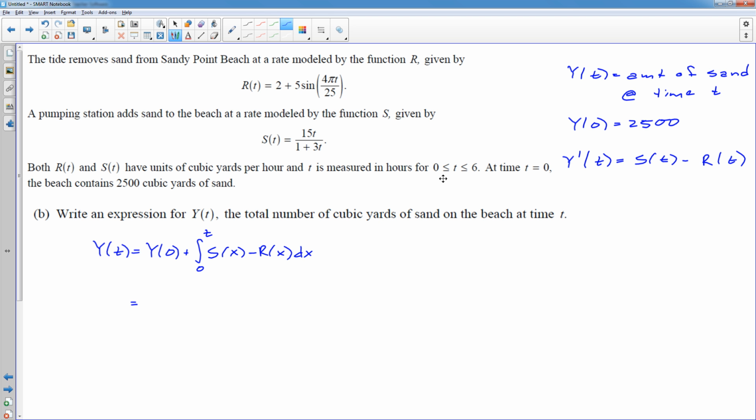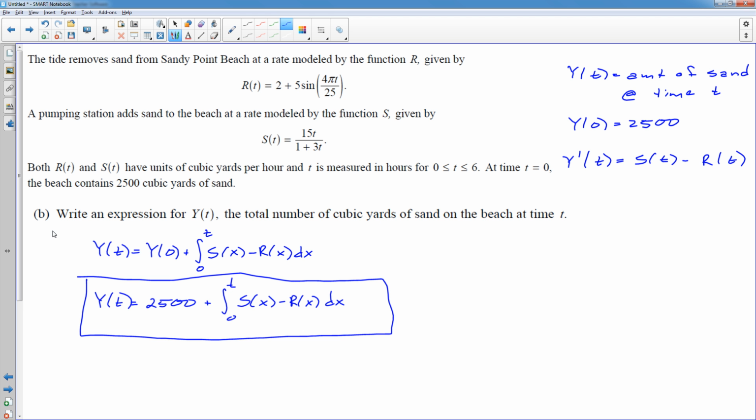Actually I shouldn't say that's all there is. Since we know that y of 0 is 2,500, let's go ahead and plug in 2,500 for the y of 0. And now we're done. 2,500 plus the integral from 0 to t of S of x minus R of x dx. So there's your answer for y of t. You can pretty much guarantee that's going to be used later on in the problem.